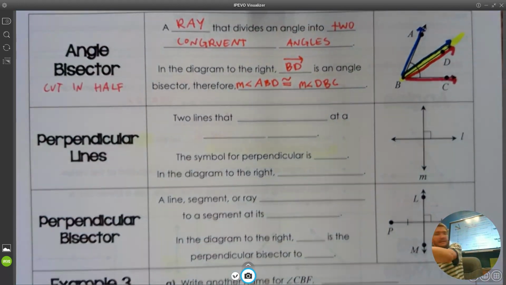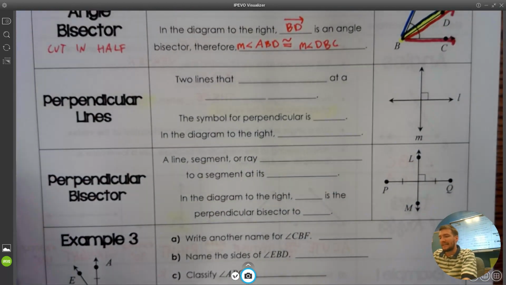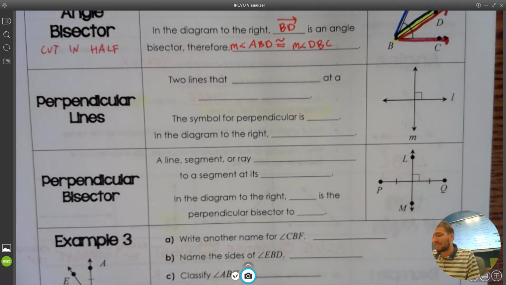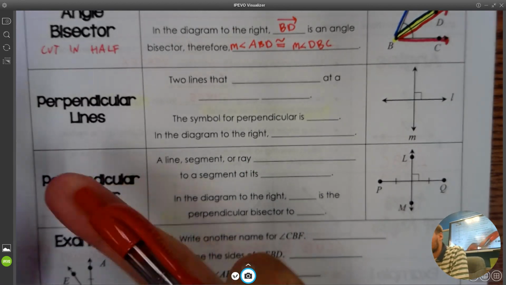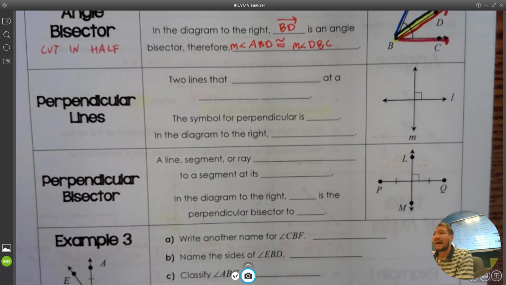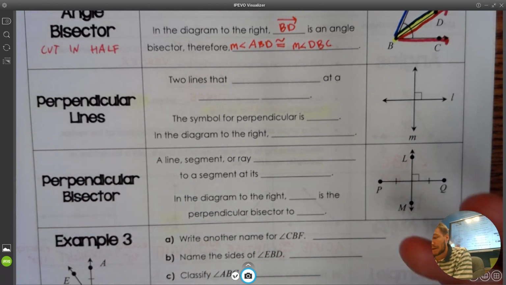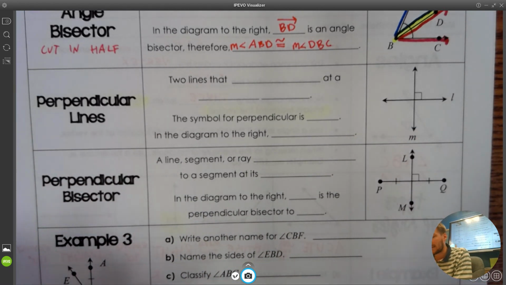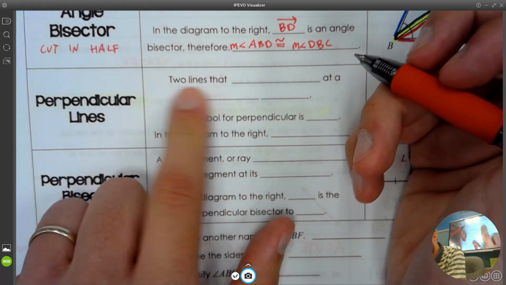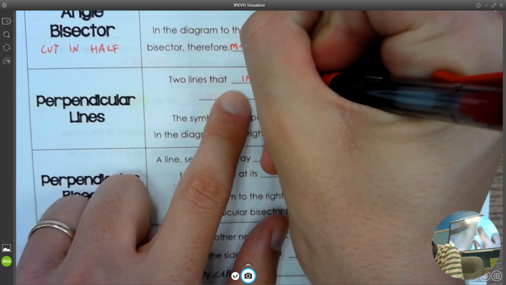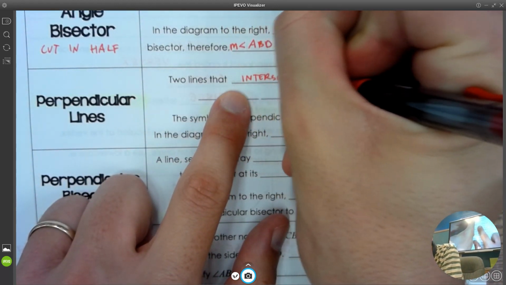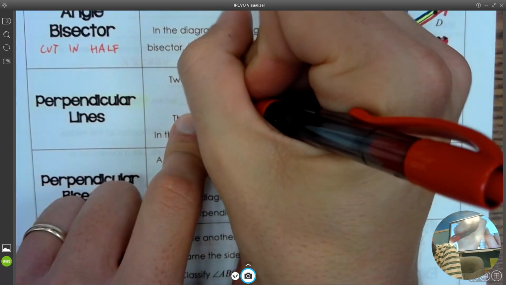Perpendicular is something that you learned in algebra, and I remember teaching some of you in algebra. Perpendicular is kind of hard to explain if you haven't talked about right angles yet. But we know what a right angle is now. Perpendicular lines are two lines that intersect at a right angle.